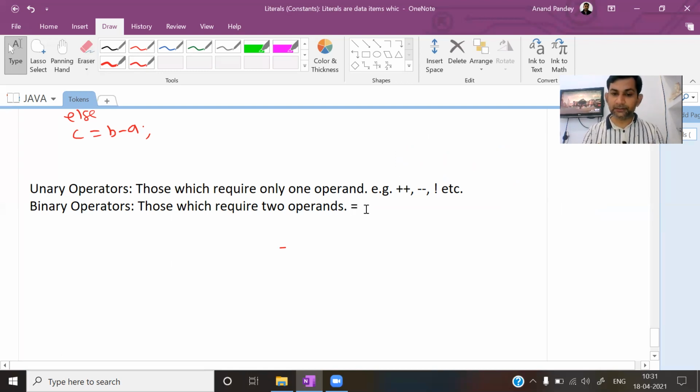Okay. So here for example, there are many binary operators, like this plus, minus, greater than, okay, or this logical and, etc. Many examples are there. I have taught everything. You can see they require two operands.